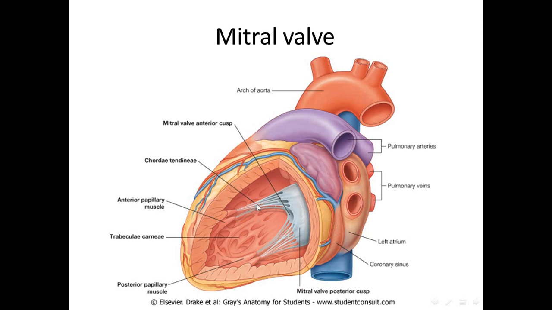And these are the chordae tendineae that are connecting the cusps or the leaflets of the valve to the papillary muscles. There are these structures within the ventricle which are called the trabeculae carneae. Sometimes we can see them in the images.